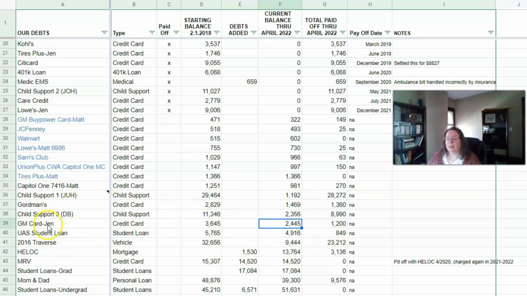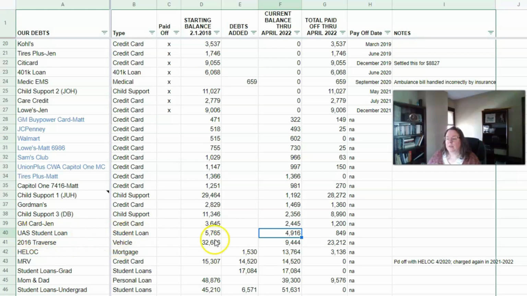All right, the next one is another credit card. This is one that went to collections, and I had to set up a payment plan. This is down to $2,445, and it's only $25 a month. So if I don't ever pay anything extra, we're years and years out before it's paid. At some point, I will pay this off. There's no interest or fees on it, so I've been focusing more on things that we have to pay interest on.